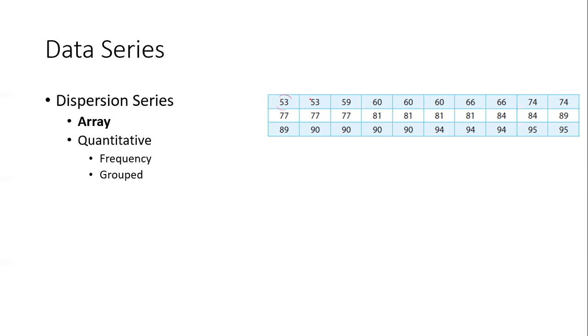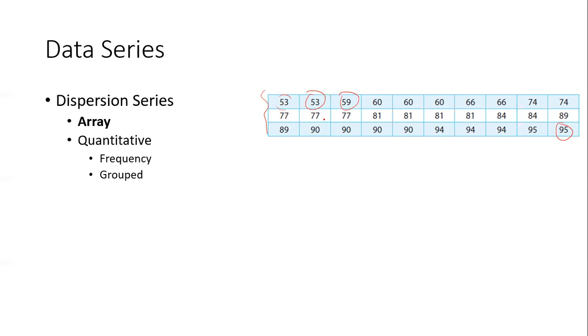So 53 kilograms, 53 kilograms, 59 kilograms, and so on and so forth. The heaviest one is 95, and the one that has the least weight is 53 kilograms. Well, this is the data that we have, but this is the simplest way of showing it. You just put all of them into an Excel sheet, right? I just ordered it from the smallest to the largest, but this does not say too much.